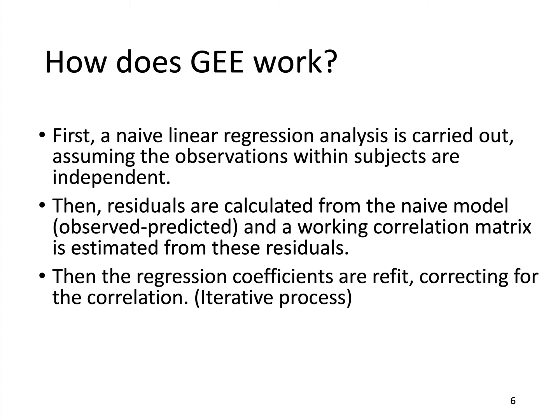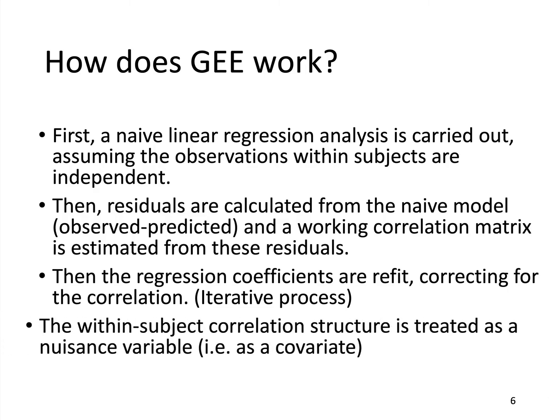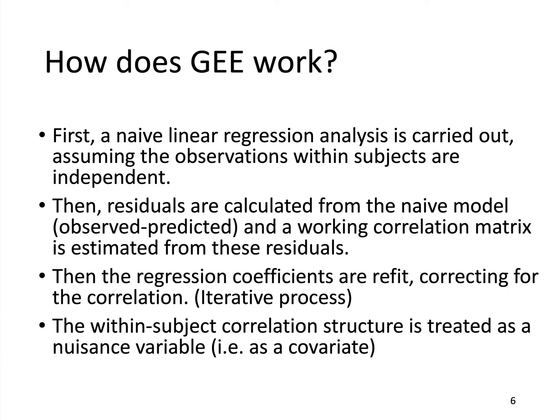And then we just keep going back and forth until we have worked out all of that correlation and we've gotten rid of it from the model. In this context, within subject correlation structure, the correlation within persons, within classes, within states, whatever, is treated as a nuisance, essentially as a covariate, and we just model it out, and it's gone. We don't look at it generally.